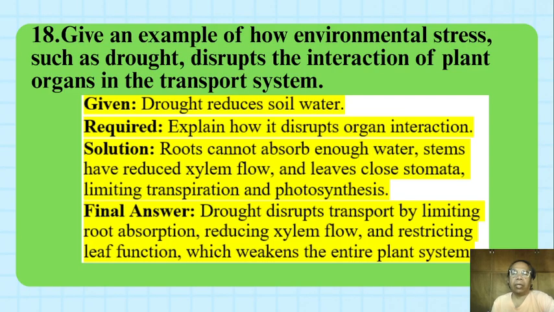So solution. Roots cannot absorb enough water. Stems have reduced xylem flow, and leaves close stomata, limiting transpiration and photosynthesis. Final answer: drought disrupts transport by limiting root absorption, reducing xylem flow, and restricting leaf function, which weakens the entire plant system.